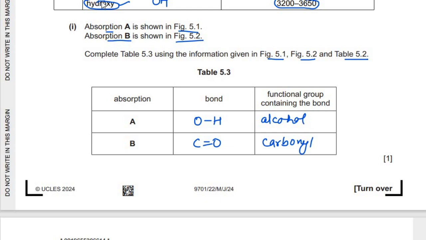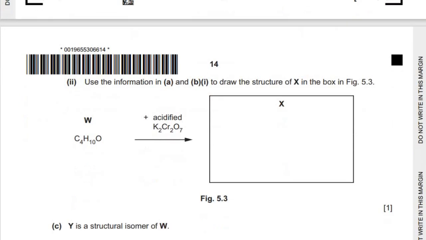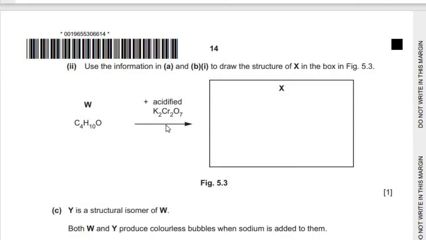So carbonyl group is present in B. Alright, so yes, let's see what's the next question. Use the information in A and B1 to draw the structure of X in the box in figure 5.3.